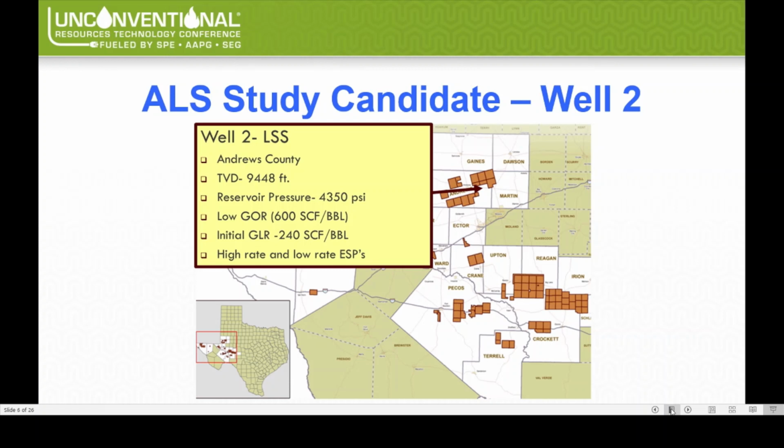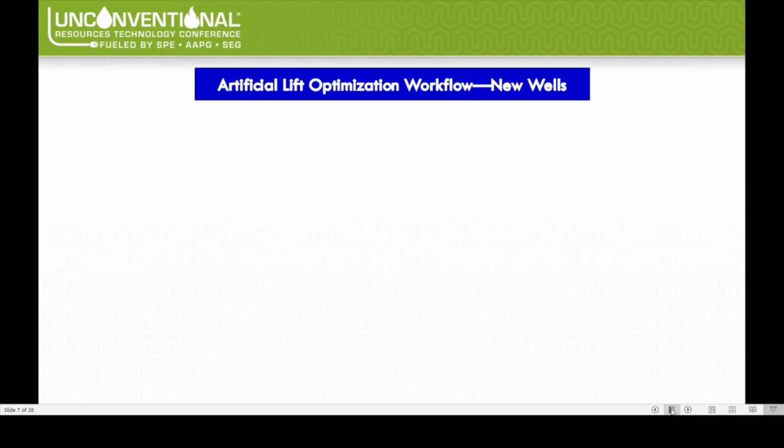Well number 2 is lower Sprayberry, located in Andrews County. Reservoir pressure is a little bit lower because it is in a shallower target. It has a low GOR and low GLR, and it has a high rate. Our initial artificial lift strategy is that it had high rate and low rate ESP, so larger and smaller pumps.